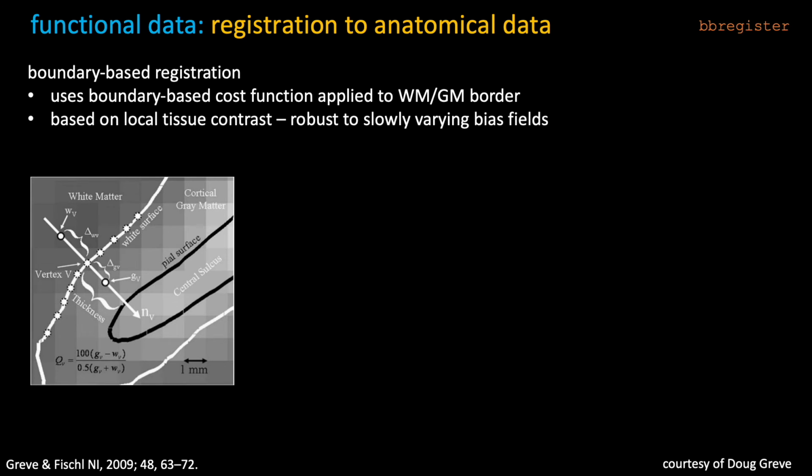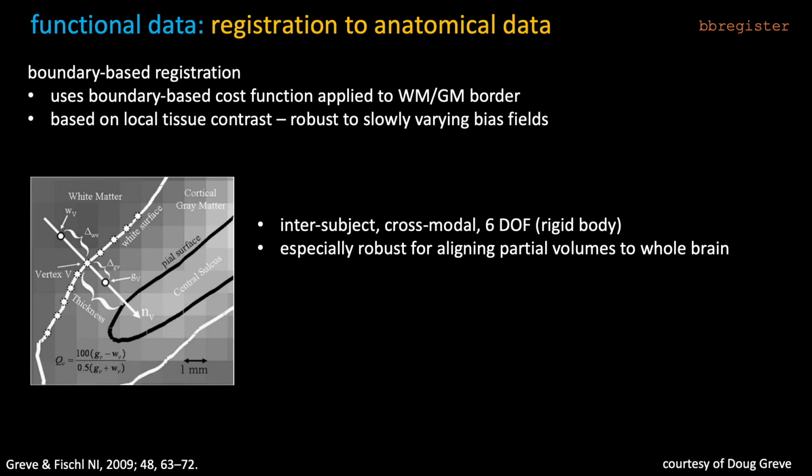Now, because it's based on local tissue contrast, it's actually robust to any slowly varying bias fields, which is good news. In general, it's an intra-subject registration method, but cross-modal. So we use 6 degrees of freedom, rigid body. That's pretty much all a subject can do with the head during the scan, as long as it's still the same head.